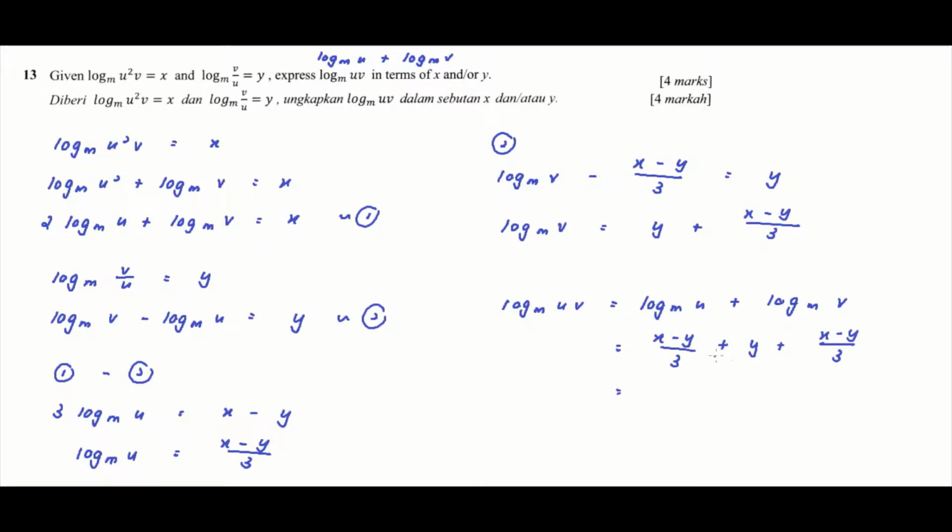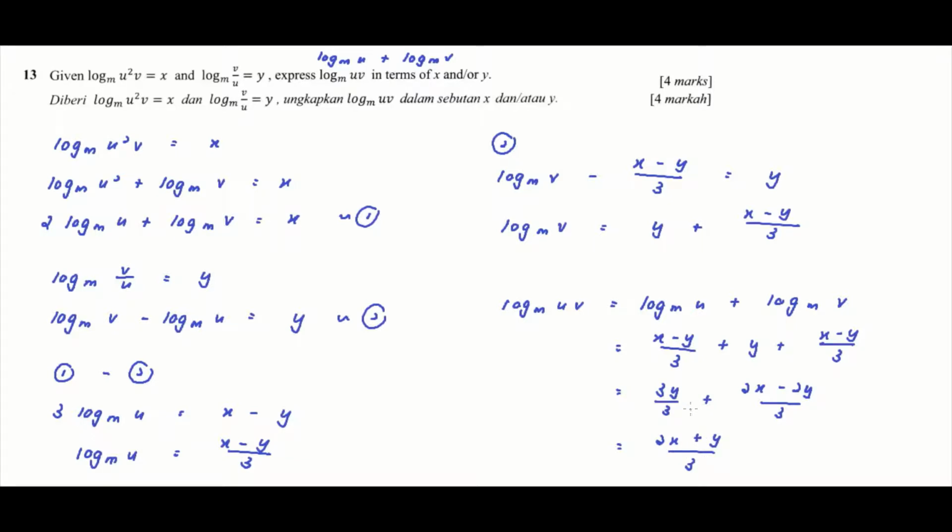Since it's good that we try to combine them together, we'll let this be 3y divided by 3 as well. Okay, and then plus. For these two terms, since they have the same denominator, we can add them together. So x plus x is 2x, negative y minus y is negative 2y, so divided by 3. So now I'm just going to combine them together. So 2x, 3y minus 2y, so plus y, and then divided by 3. So this will be my last answer.